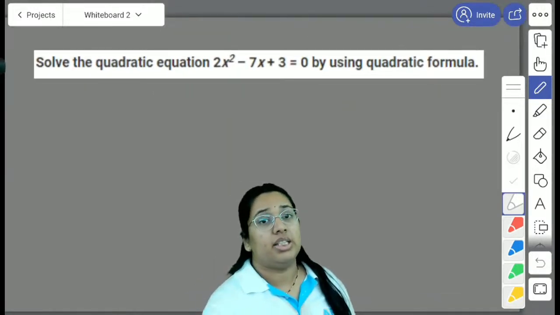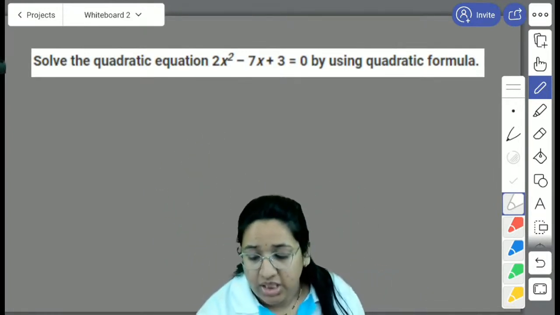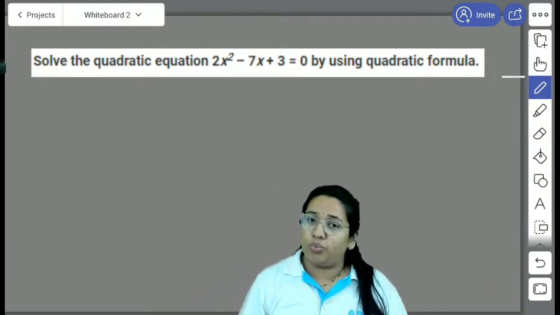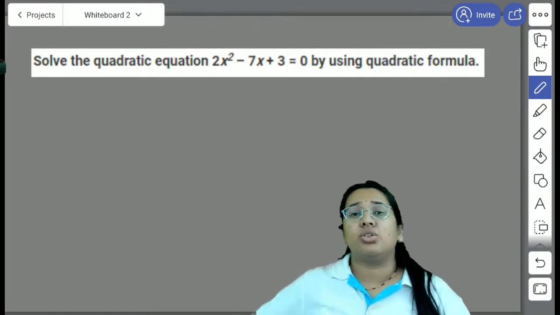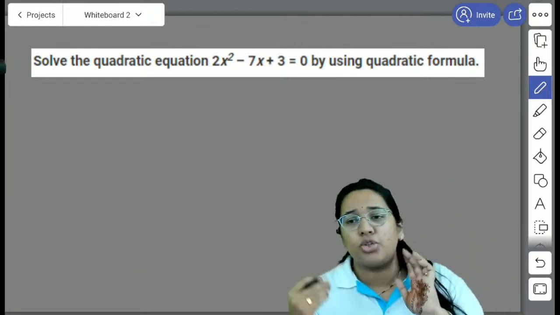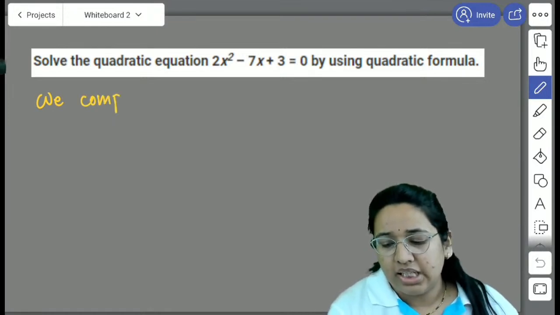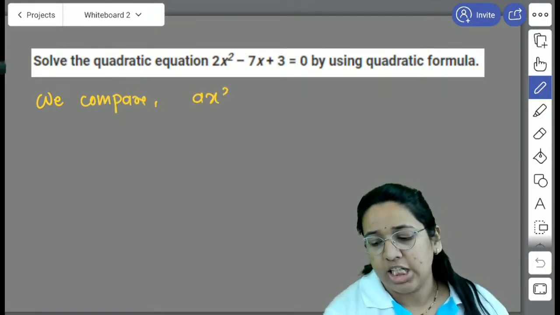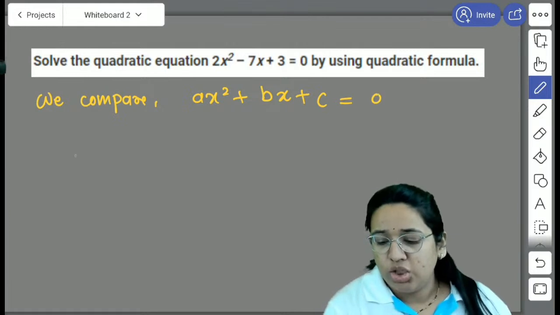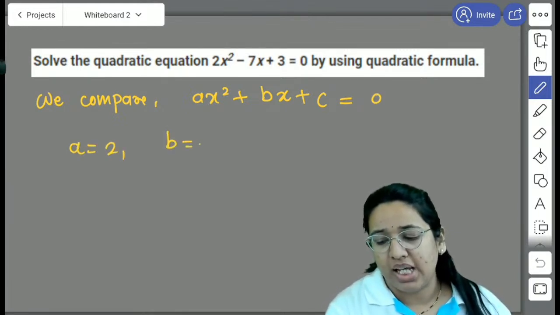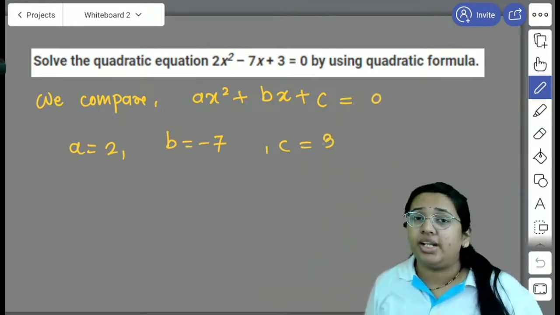Fine. So now see, the second one is that we have to solve this quadratic equation by using the quadratic formula. So for the 10th exam, obviously the presentation is very important. Fine. So if they will ask you such a type of question, what you have to do here actually? The first part is that you just have to compare the given quadratic equation with our general form, that is ax square plus bx plus c equal to 0. You will get the value of a as 2, b as minus 7 and c as 3. They are saying that we have to use the quadratic formula method, right?